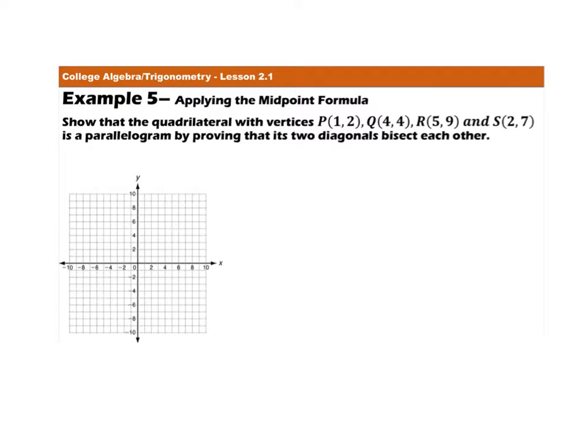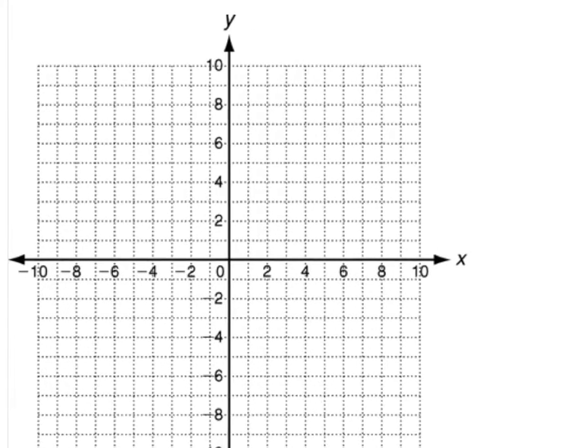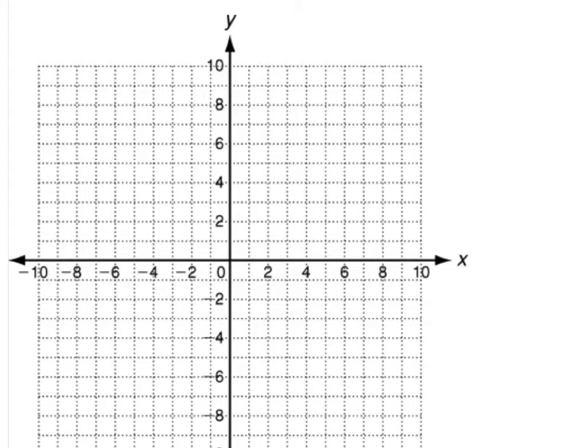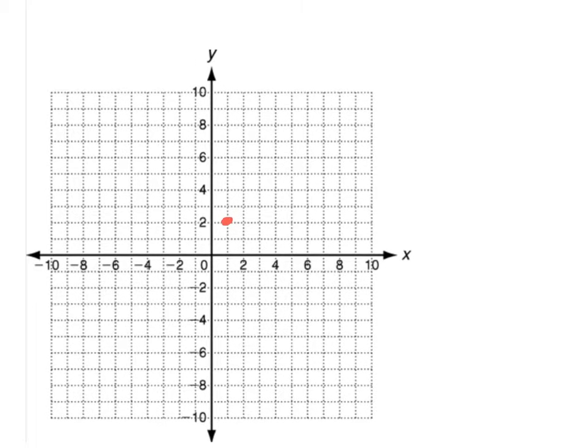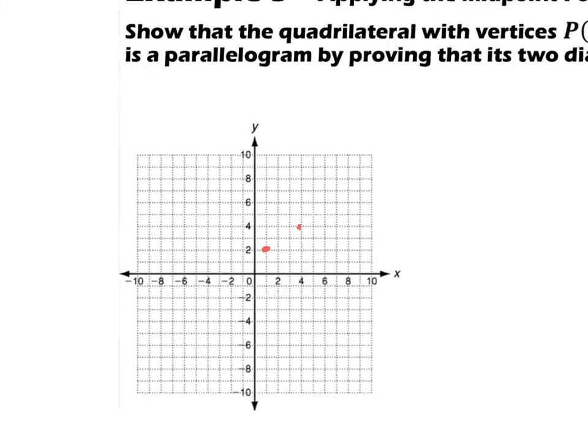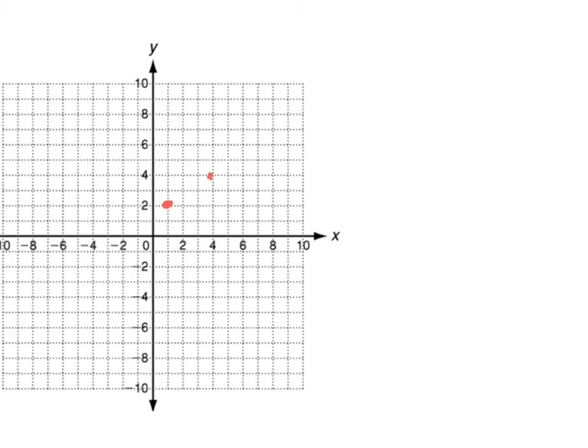It says, show that the quadrilateral of vertices, blah, blah, blah, is a parallelogram by proving its 2 diagonals bisect each other. Okay, there's a lot going on in this problem. First of all, they gave me 4 points. I need to plot them. So P is at 1, 2. Then I have Q is at 4, 4. And then we're at 5, 9.